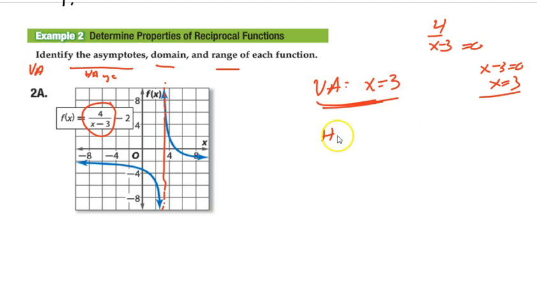How about the horizontal asymptote? Remember, this tells you what happens at the endpoints. So it's the y equals line. Look at your graph here. What's the horizontal line that they're both hovering around? That's this line right here, if I could draw a straight line. It looks like y equals negative 2.